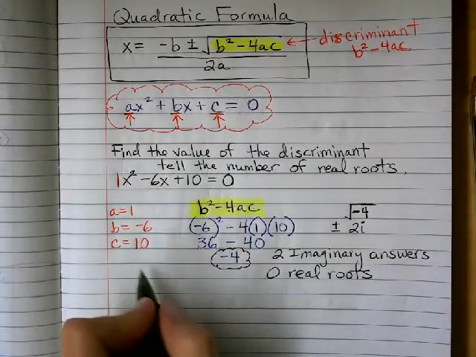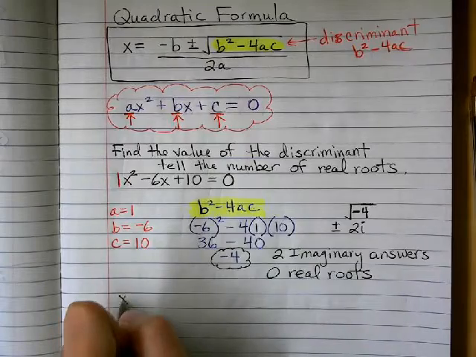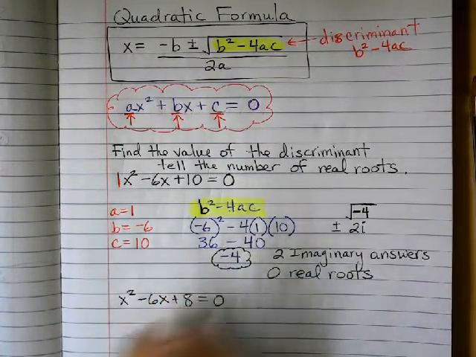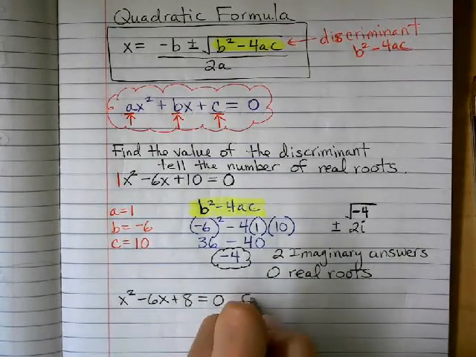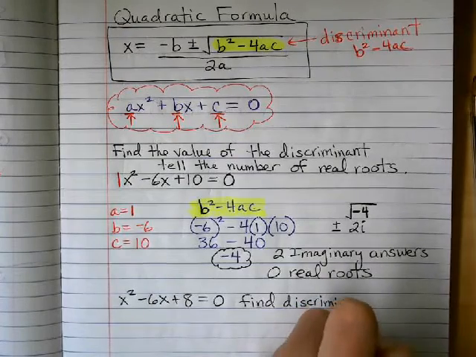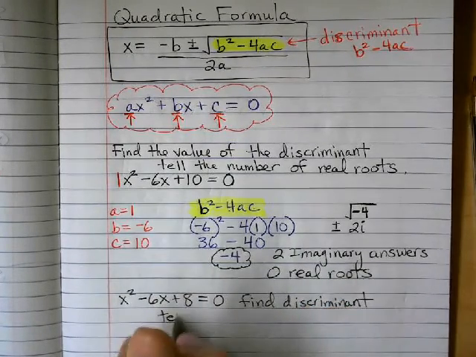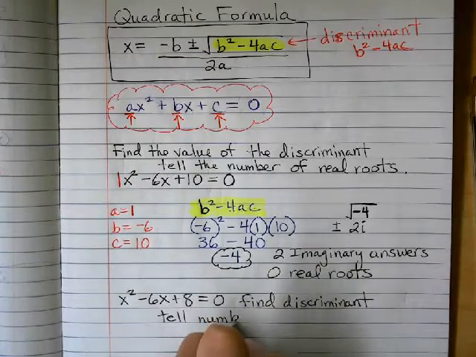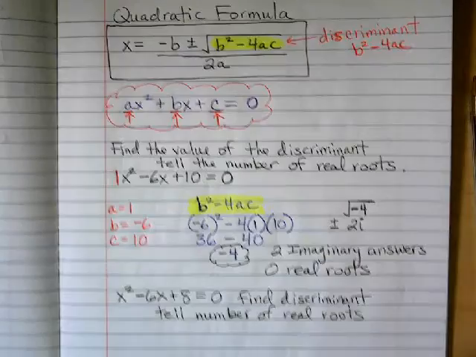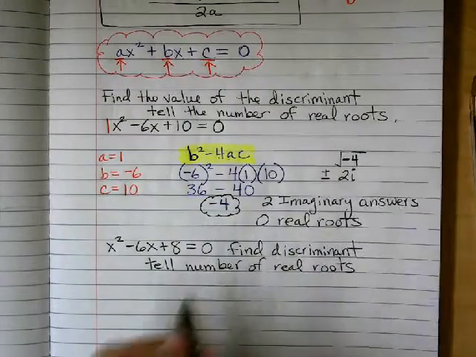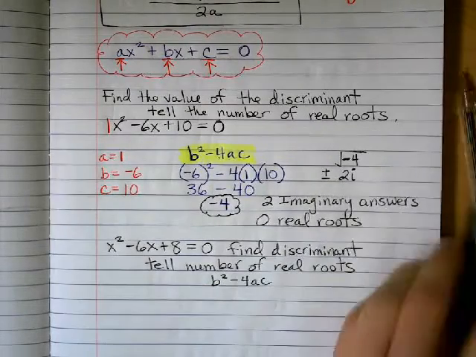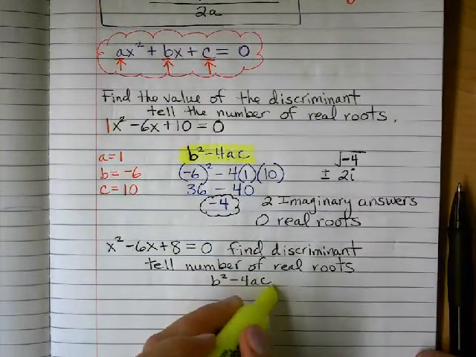Let's say you had one that went x squared minus 6x plus 8 equals 0. Again, I'm going to have you find the discriminant and then tell the number of real roots. Okay, so this discriminant thing again is b squared minus 4ac. I could highlight that. That's this discriminant thing.